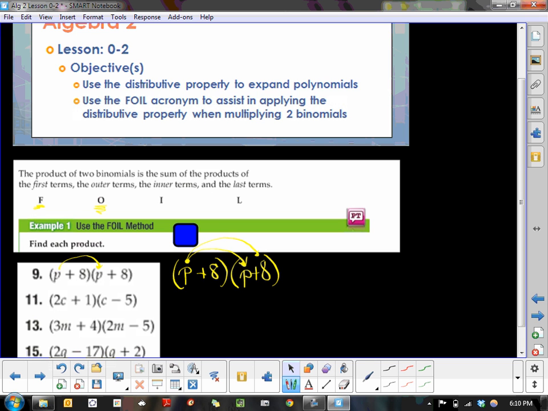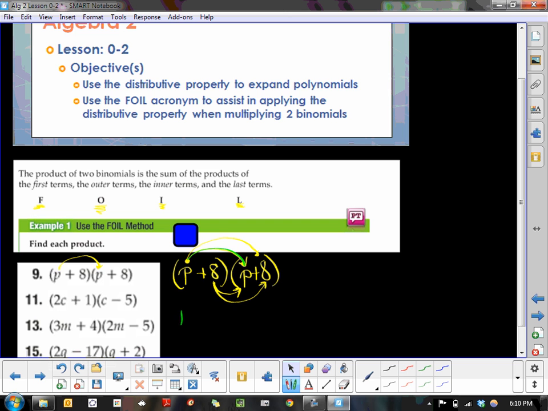And then I want to go with the I. The I says multiply your innermost terms. So now I'm working on that double distributive. I multiplied through by the p. Now I'm going to do it a second time with the 8. The I stands for the inner ones. And the L in FOIL says don't forget to multiply the last two terms in your binomials together. So there's a multiplication that we have to do. On our first one, we're going to do p times p.